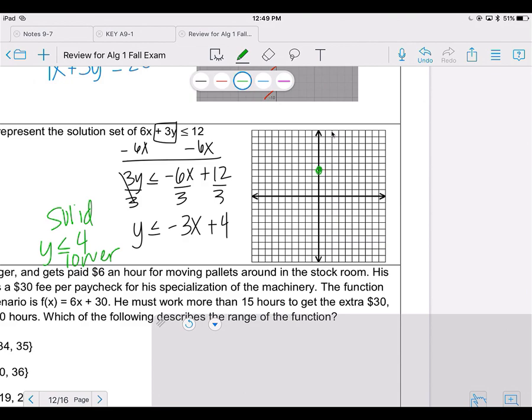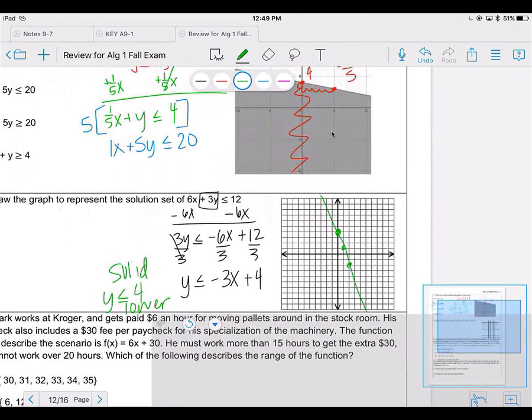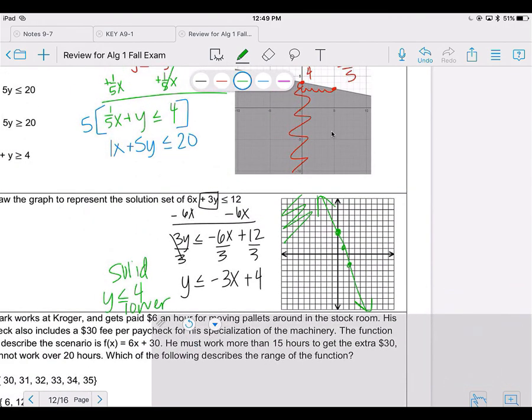So I start at 4, and I go down 3, right 1, down 3, right 1. It is a solid line, and I shade lower than the line on the y-axis. Lower than means underneath.